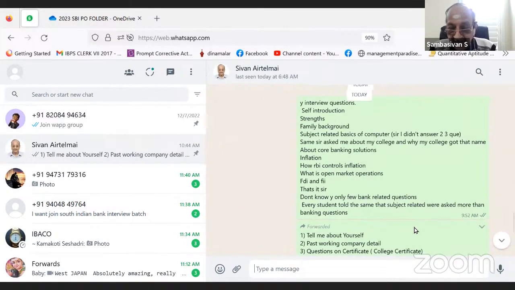Likewise, this question. See, we are studying so much of banking, but many times they are not asking more of banking also. Here you see self-introduction, strengths, family background, subject-related basics of computer. Then some sir asked me about my college, why my college got that name, about core banking solutions, inflation, how RBI controls inflation, what is open market. See, economics is needed for us. Open market operations, FDI, FII, that is it, sir. Don't know why only few bank related questions. Every student told the same. Subject related questions were asked more than banking questions. So this happened in our South Indian Bank interview.